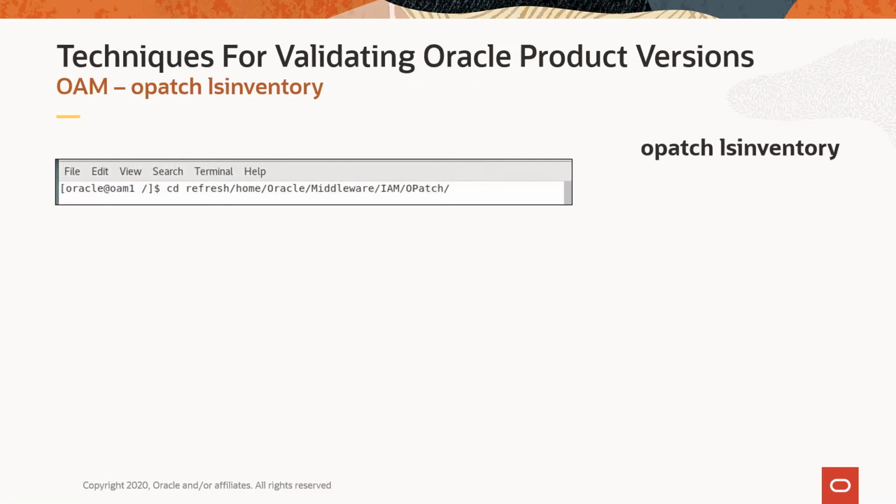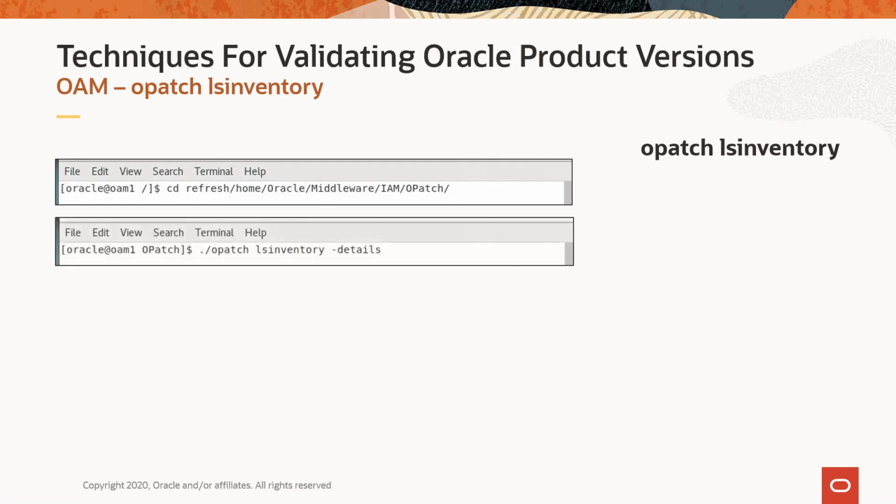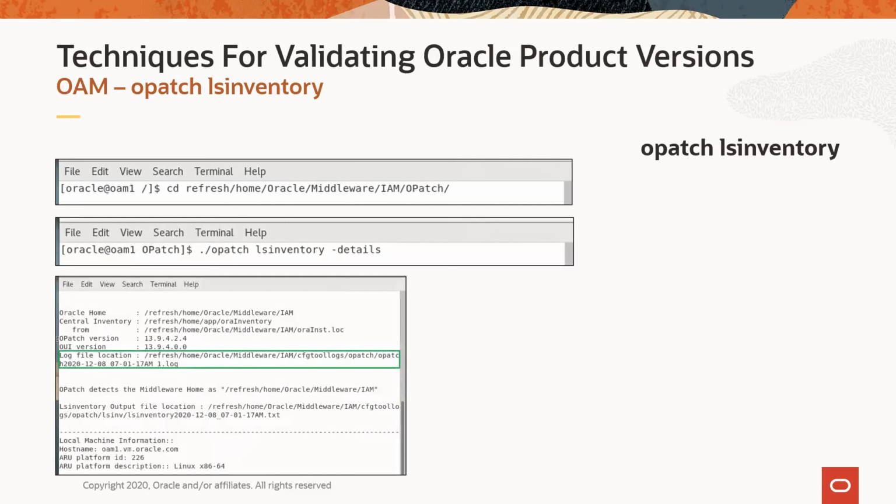To verify the OAM version, we will now use the opatch lsinventory script and the resulting lsinventory output file location. From a command prompt, change to the Oracle home opatch directory. Execute the command as shown. This will show a log file location.